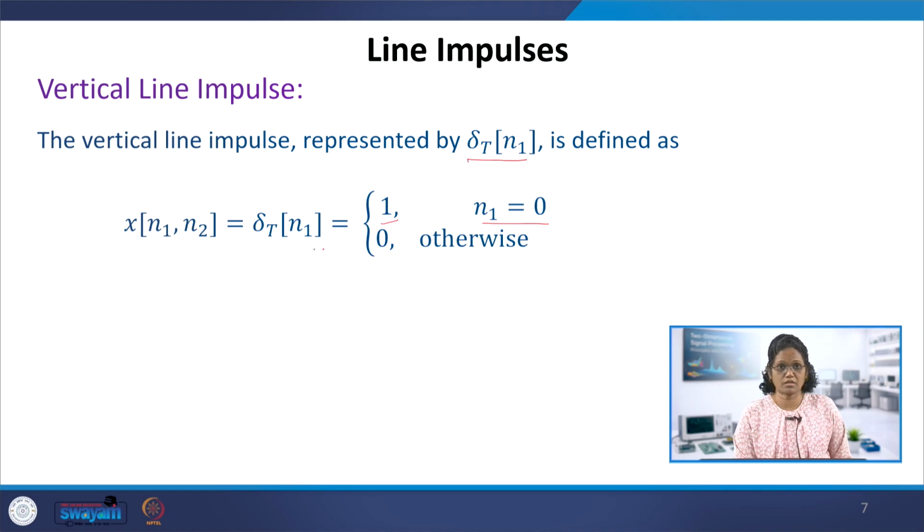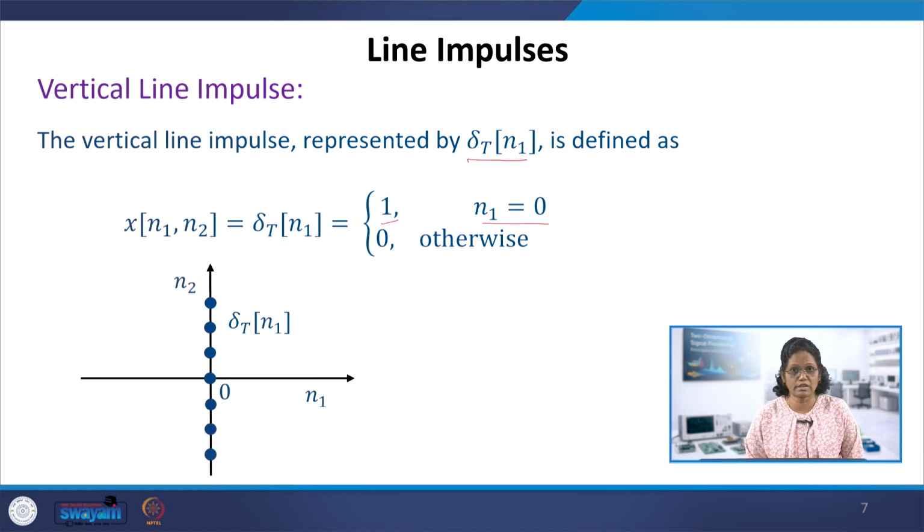So how would this impulse look? When n1 is 0, this becomes 1 in two-dimensional space, but how are we going to see this impulse? In this axis, we said this is n1 and this is n2, and we use this notation throughout this course. When we deal with images, maybe we will interchange, but right now we understand n1 as the x-axis and n2 as the y-axis. Now del t of n1 is equal to 1 for n1 equal to 0. So n1 equal to 0 is this point, and then n2 can take any value.